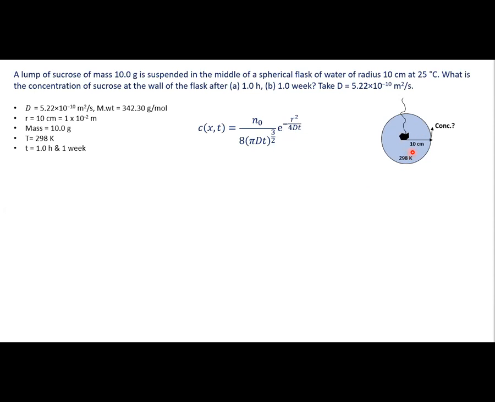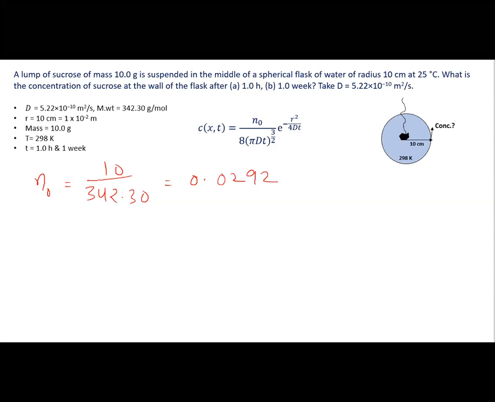This is a spherical flask, right? So obviously the diffusion is going to be a three-dimensional problem. The equation that we discussed in the lecture for three-dimensional diffusion is this one. It's similar to the one we looked at for one dimension, but we're going to solve this for a three-dimensional case. First, we need to determine the number of moles of sucrose mass. So N naught is equal to 10 divided by 342.30, which is the molecular weight. You're going to get this as 0.0290 moles.